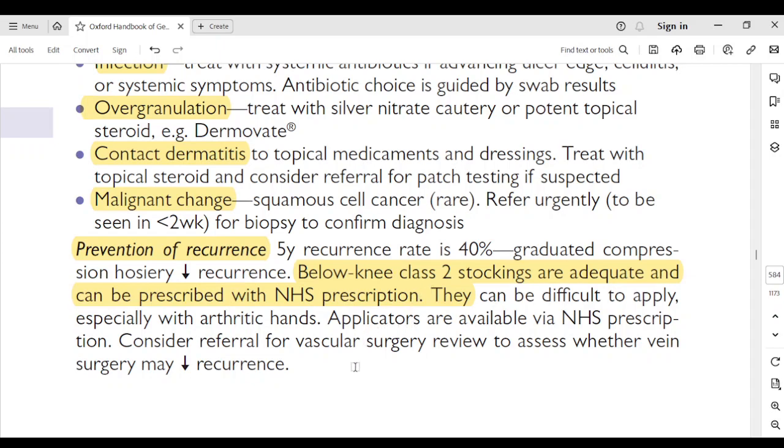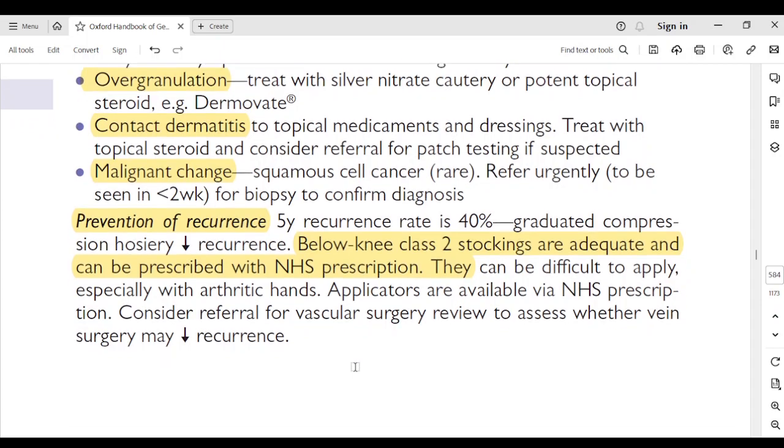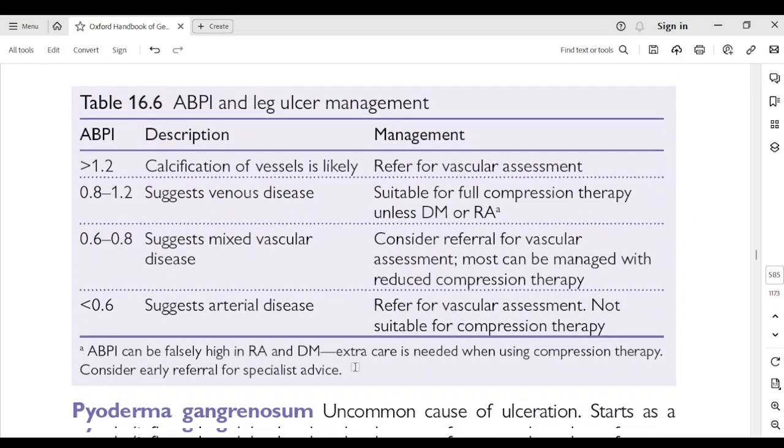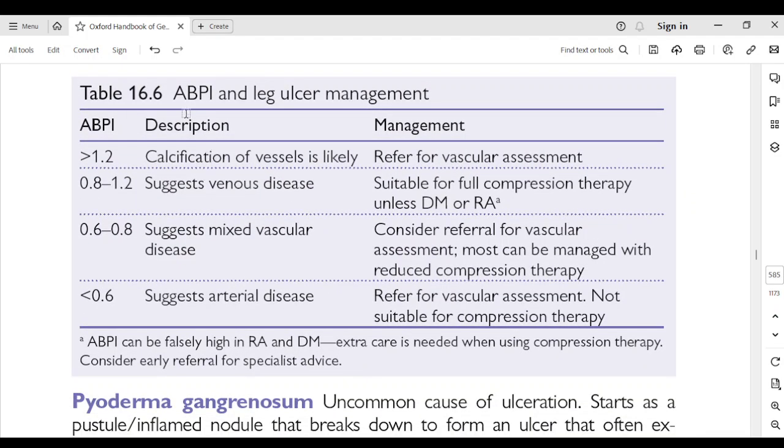Consider referral for vascular surgery to review and assess whether vein surgery may decrease the recurrence. If there are varicose veins and these are varicose ulcers, then you need to refer to vascular surgery to find out if venous surgery can decrease the recurrence of ulcers.